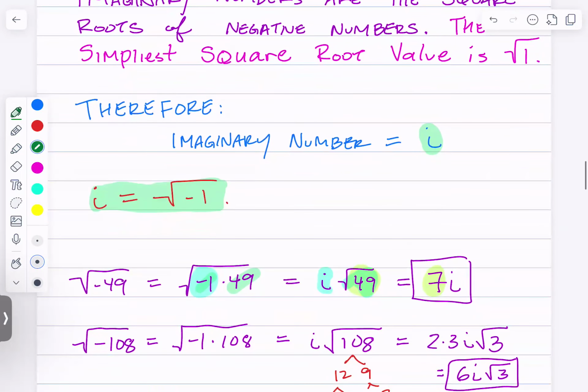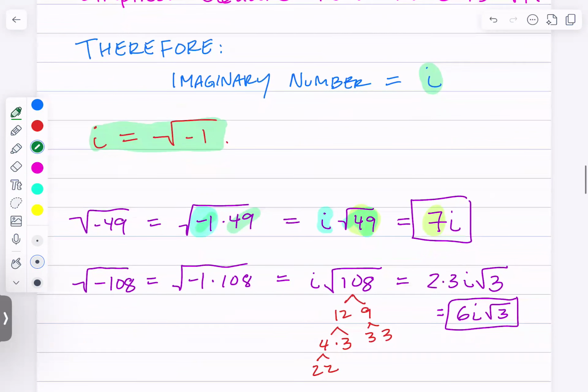Let's try another one. If I have the square root of negative 108, my first step is to get rid of that negative by making it into the square root of negative 1 times 108. So it becomes i square root of 108. The square root of negative 1 is i, so I just pulled it out and drew the i outside of my square root.